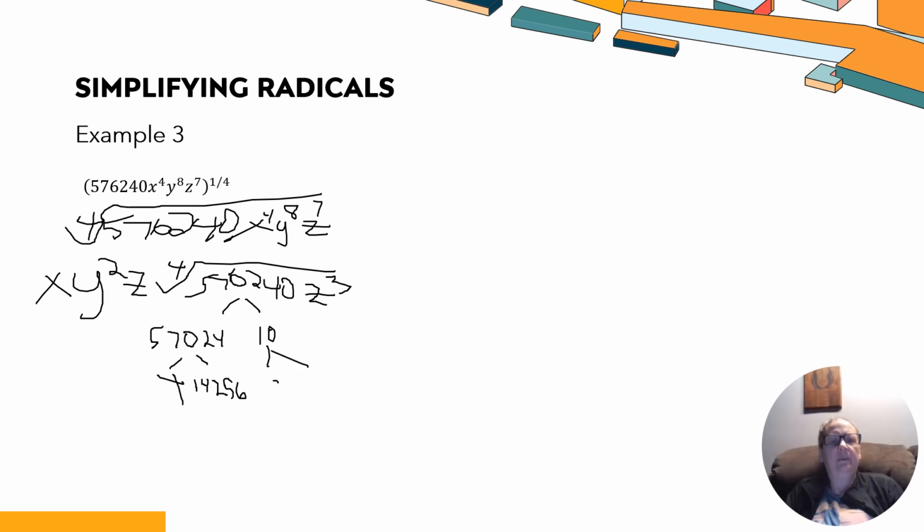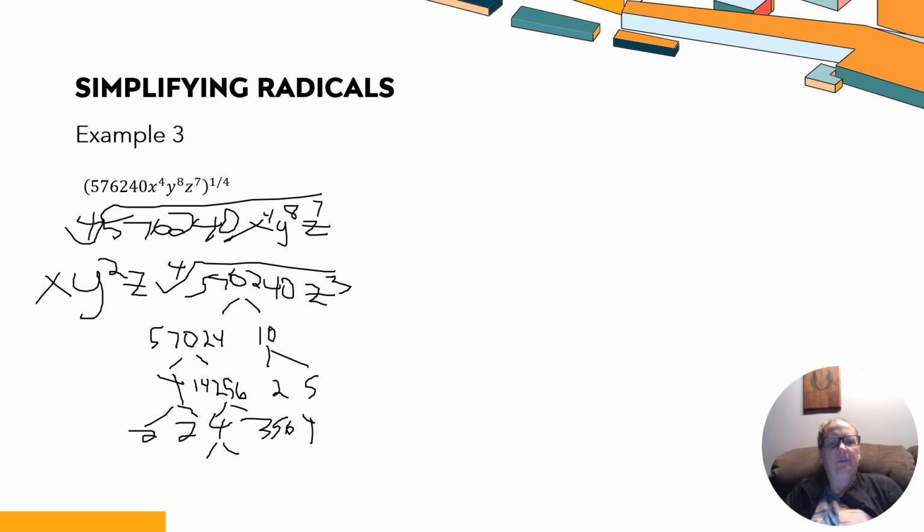Obviously, 10 is 2 times 5. 4 is 2 times 2. 14,256 is also divisible by 4. So that's 4 times 3564. And that, I believe, is also divisible by 4.